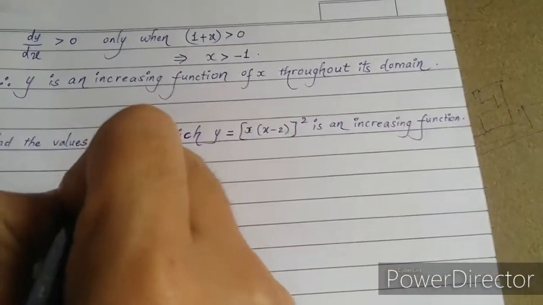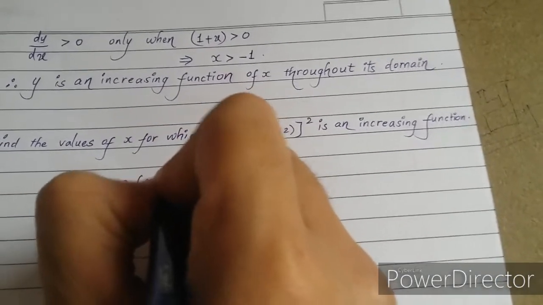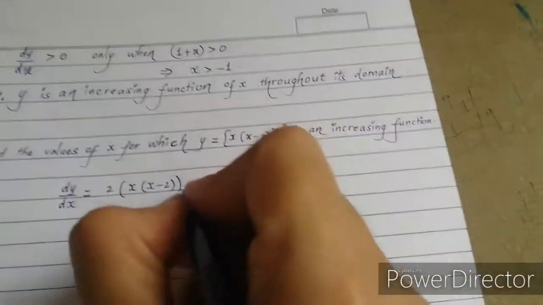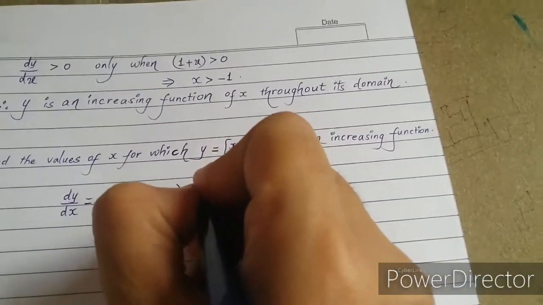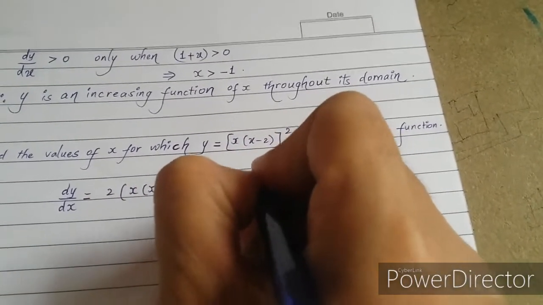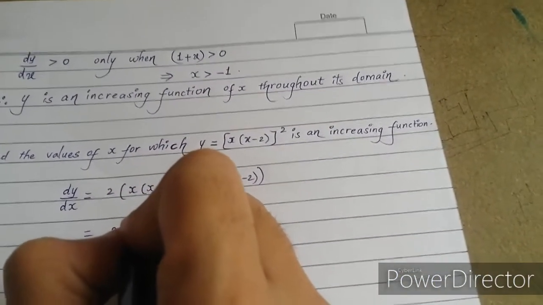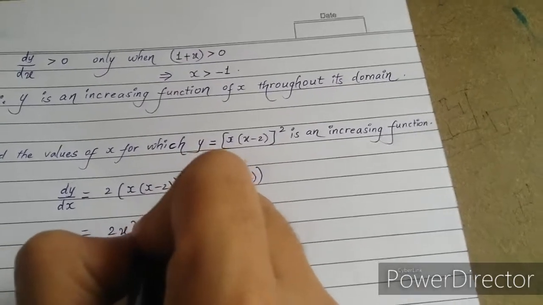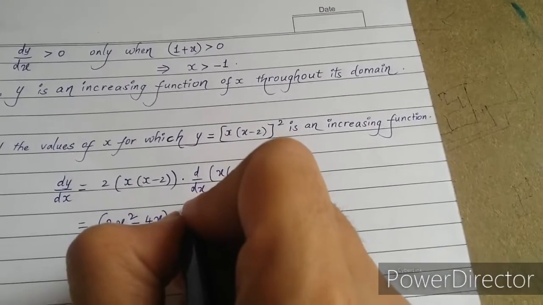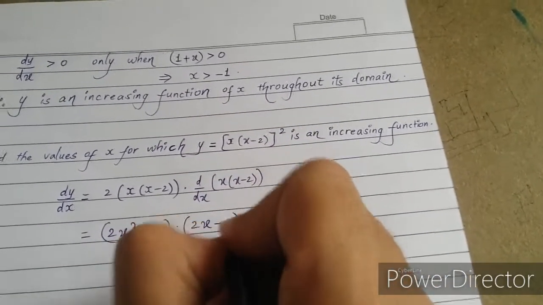First of all, we shall write that one. dy by dx is equal to 2 into x minus 2 into d by dx of x into x minus 2. So this is equal to 2x square minus 4x into this d by dx of x into x minus 2, that is x square minus 2x, becomes 2x minus 2.